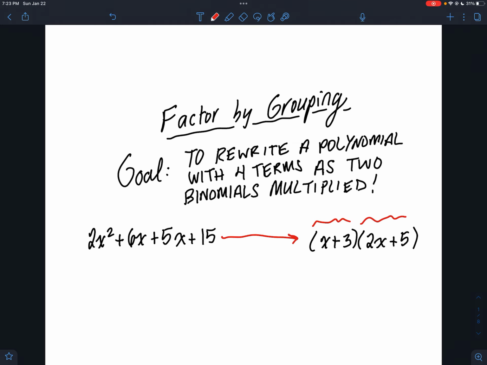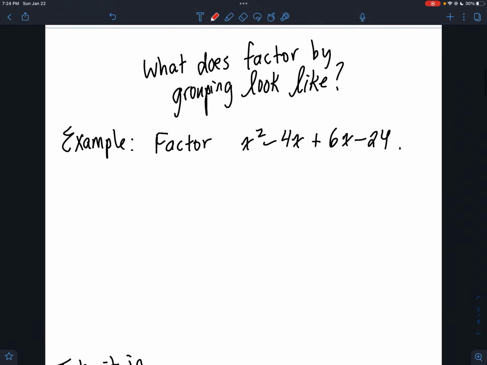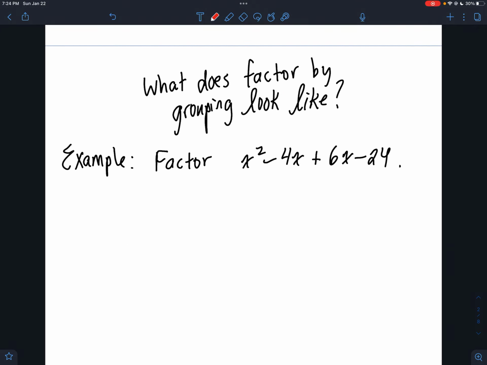So this process that we're going to learn today to go from the left to the right is called factor by grouping. So let's take a closer look at how that might happen. So the general strategy is to group the first 2 and last 2 terms together and find the GCF of each of them individually. Because out of all those 4 terms, they don't have anything in common, but when separated, they might. These have an x in common, and these have a 6 in common.